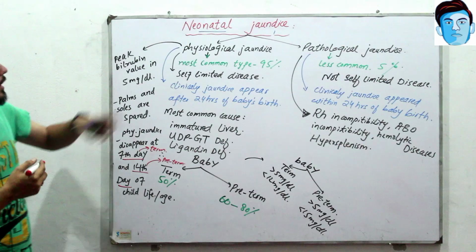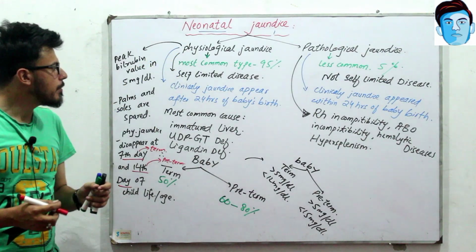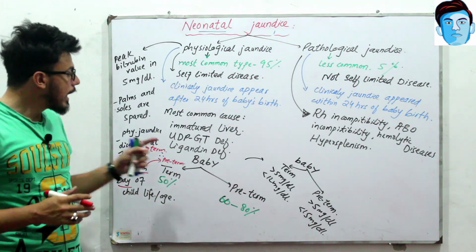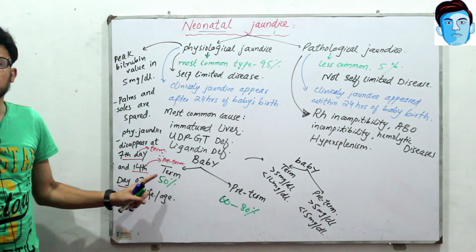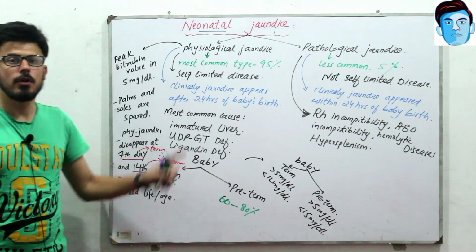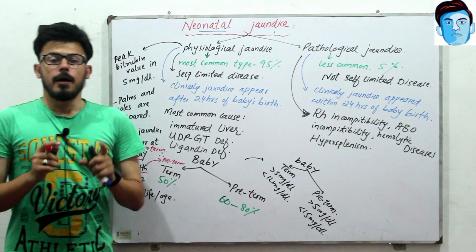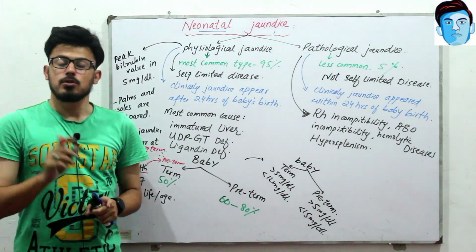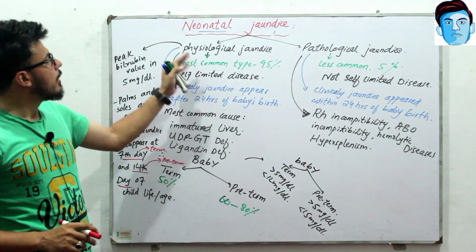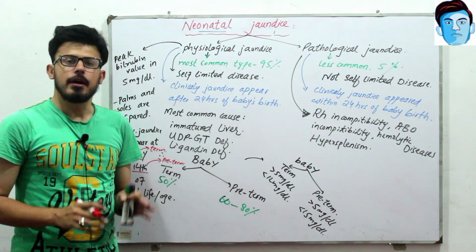So I repeat, physiological jaundice is the most common type. It is a self-limited disease. Clinically, jaundice appears after 24 hours of the baby's birth. The most common cause is immature liver. There is UDP-GT deficiency and ligandin deficiency. If the baby is at term, there is a 50% chance of developing physiological jaundice. If the baby is preterm, there is a 60 to 80% chance. Also, the palms and soles are spared. It is important. Also, physiological jaundice disappears at 7 days at term, and at 14 days for a preterm child. So that's all about physiological jaundice, and we will be discussing pathological jaundice in detail in an upcoming series of lectures.